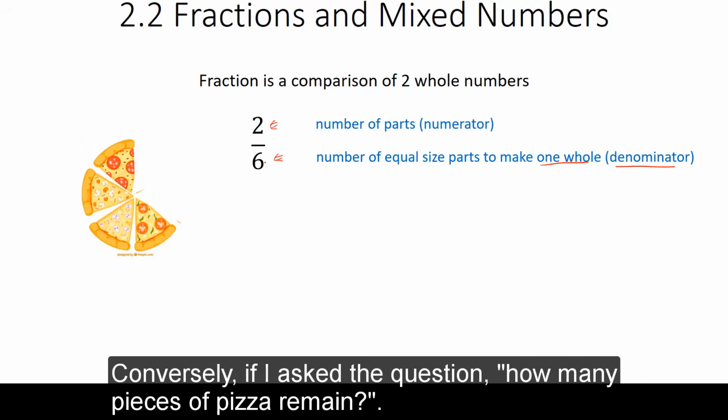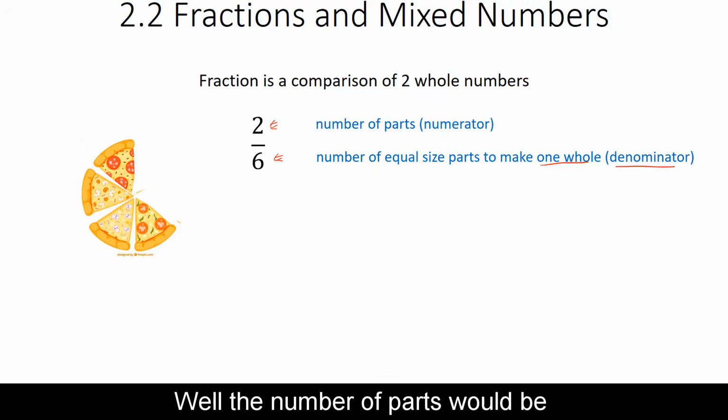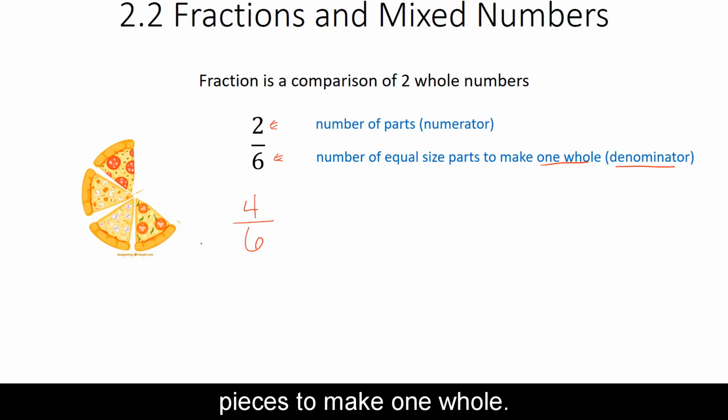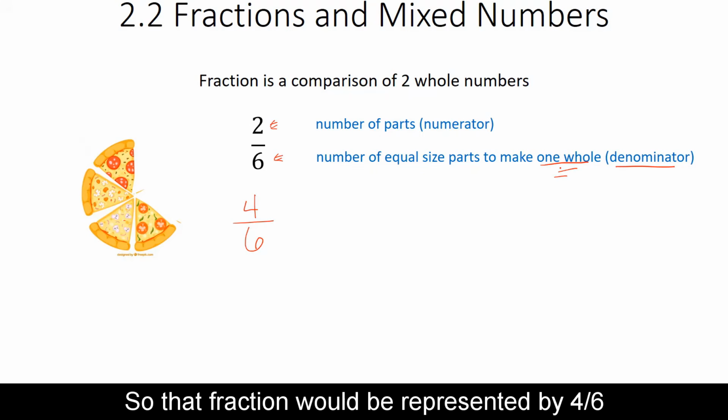Conversely, if I ask the question how many pieces of pizza remain, well, the number of parts would be 1, 2, 3, 4, so there's 4 pieces remaining out of a total of 6 pieces to make one whole. So that fraction would be represented by 4 over 6.